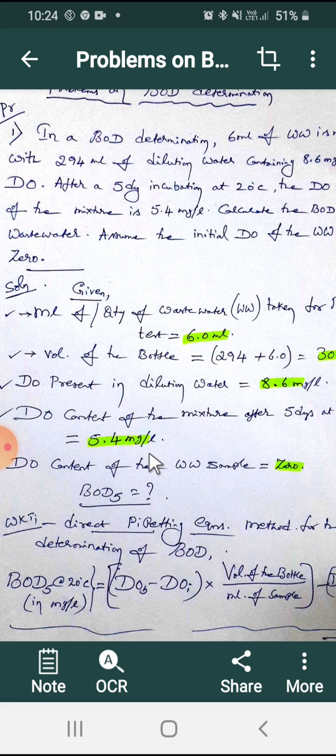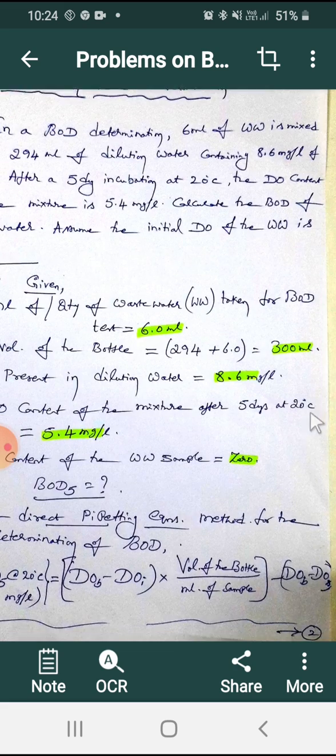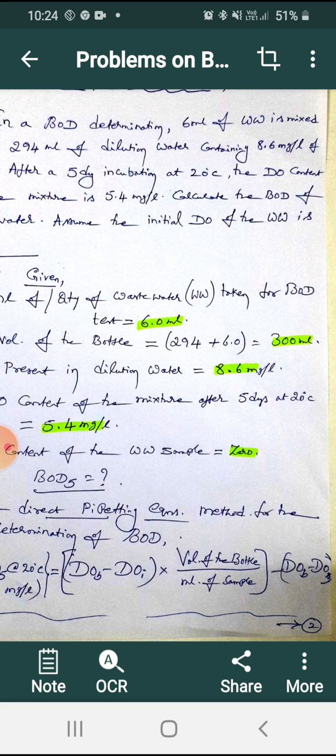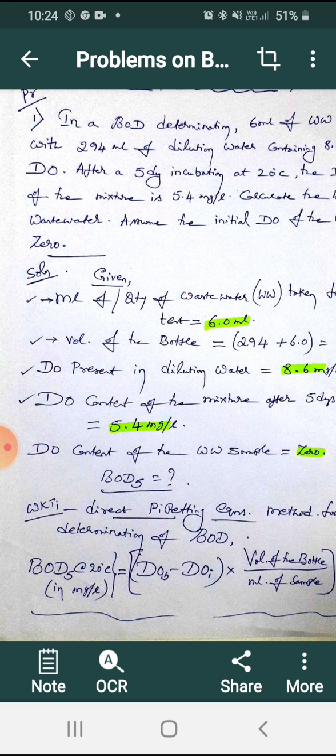The DO content of the mixture after 5 days at 20 degrees centigrade is equal to how much? 5.4 milligrams per liter. The DO content of the wastewater is equal to 0. In the beginning, the DO present in the raw wastewater sample is equal to 0. What to determine? BOD 5 is equal to question mark. Now we have one equation. What is that equation? The direct pipetting equation.